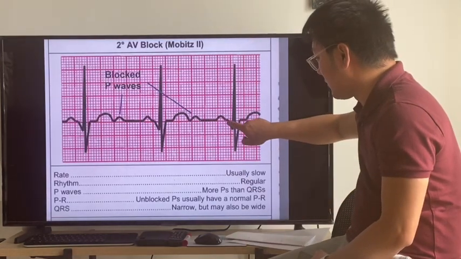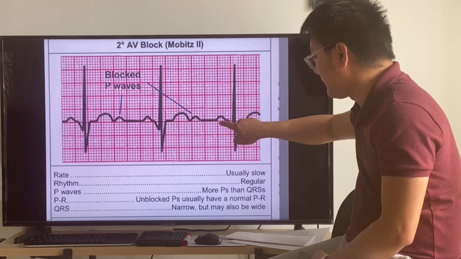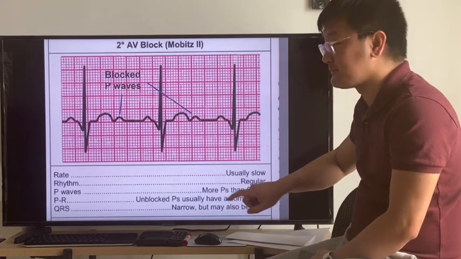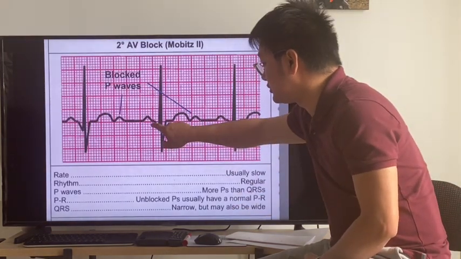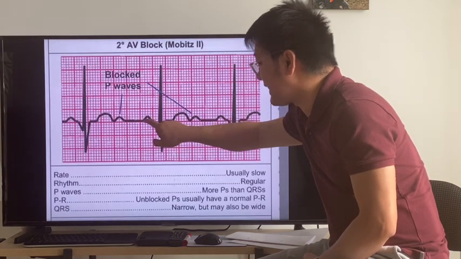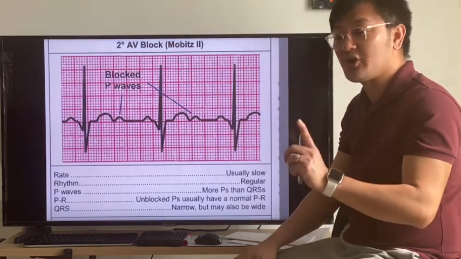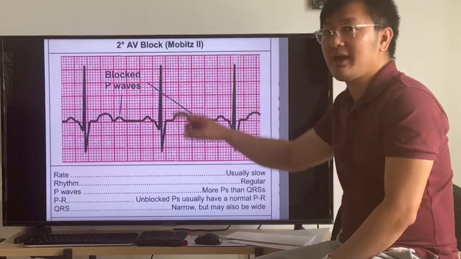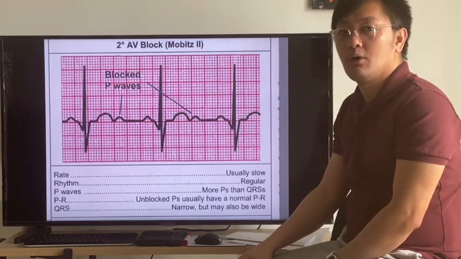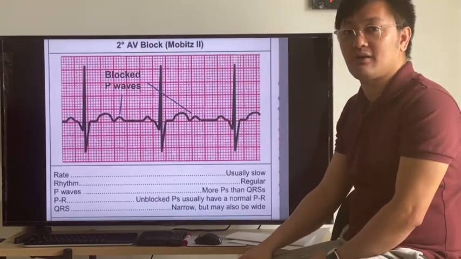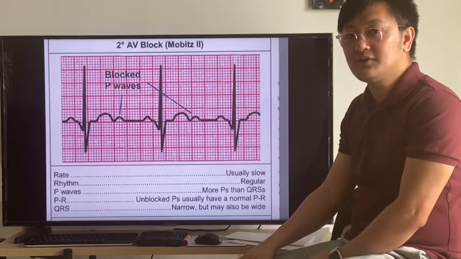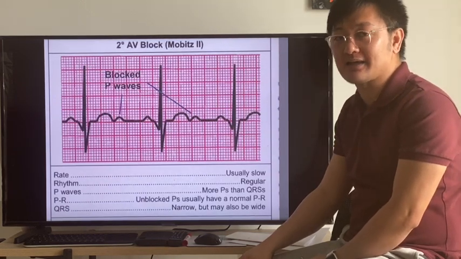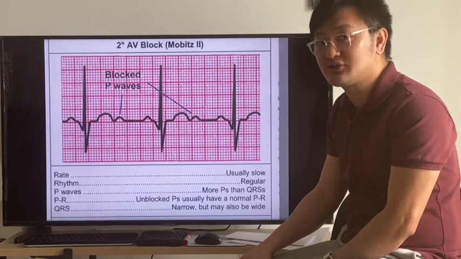Let's count. 1, 2, 3, 4, 5. 5 small boxes. 1, 2, 3, 4, 5. Five small boxes. So again, second degree AV block Mobitz 2, more than one P wave in every QRS. But if you use the P wave near to the QRS, the PR interval is normal.